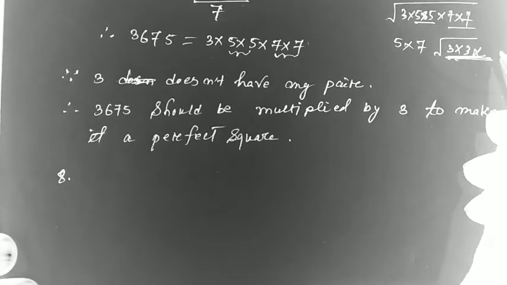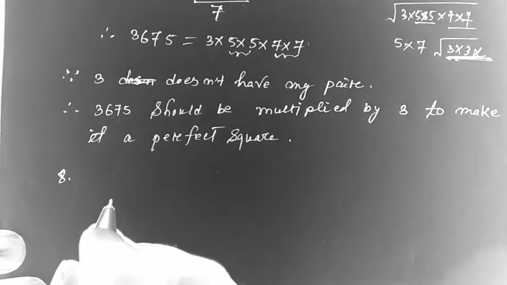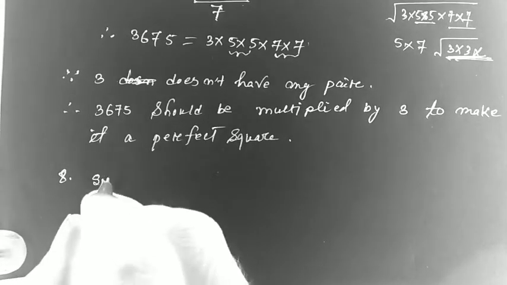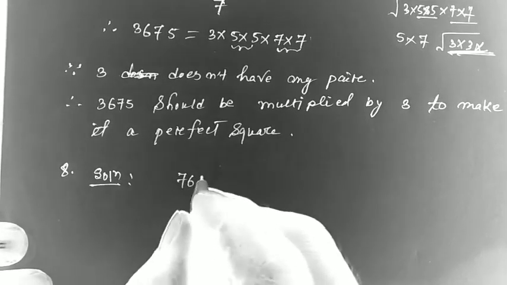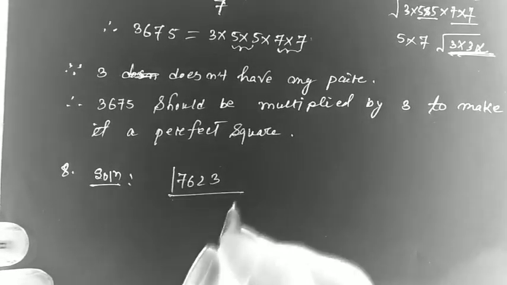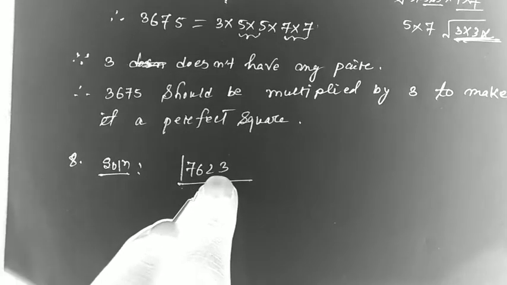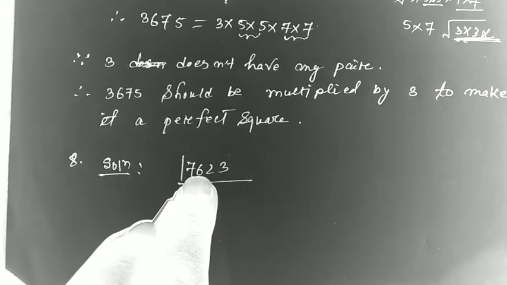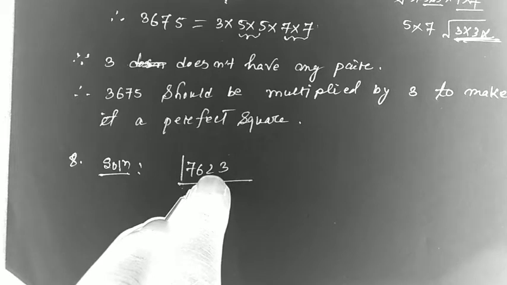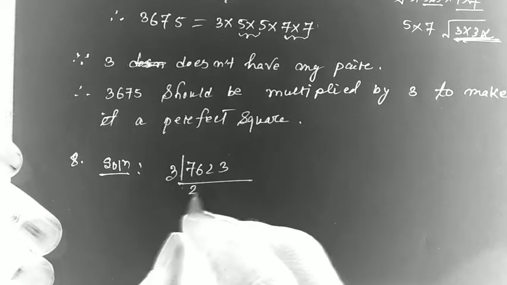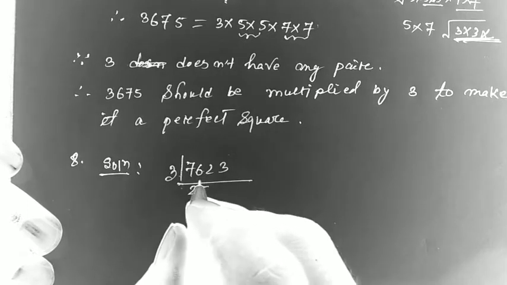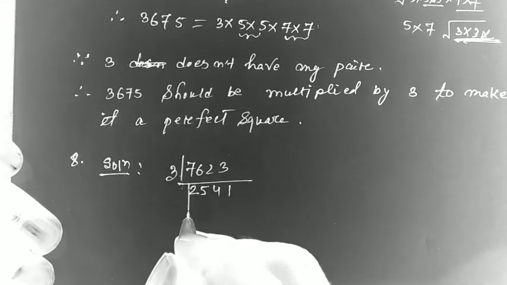Let's see one question. Suppose one number is given, 7623. First of all, factorize it. 2 does not divide. Let's see it with 3. 7 plus 6 is 13, 13 plus 2 is 15, 15 plus 3 is 18. So 3 divides. 3 two times, 5 times, 4 times, 1 time. Now again, let's see.